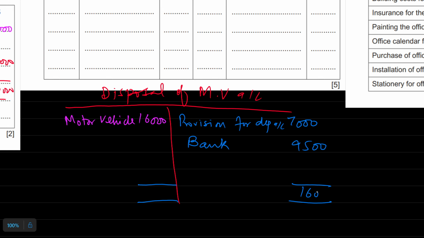Total of the credit side is 16,500, and the total of debit side is 16,000. So we will write here 500 income statement. Students, this is profit on disposal.